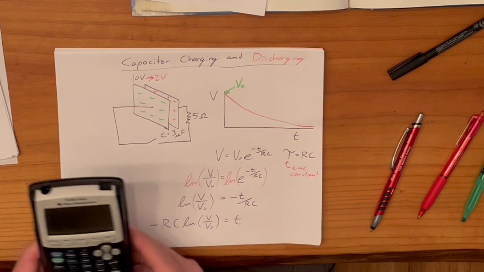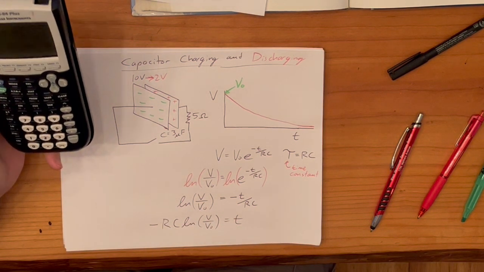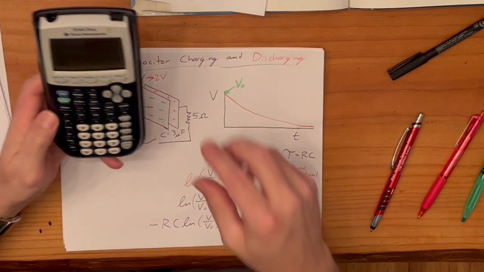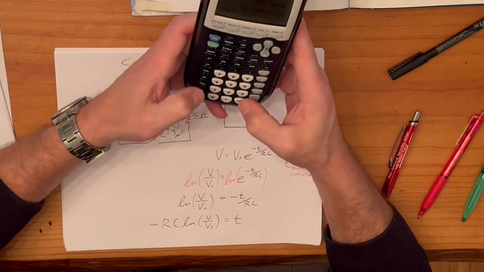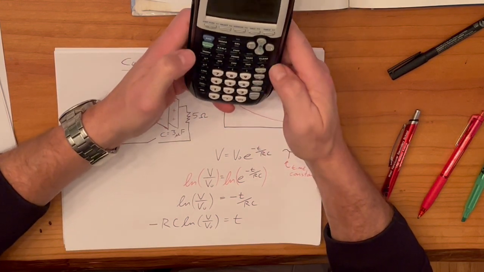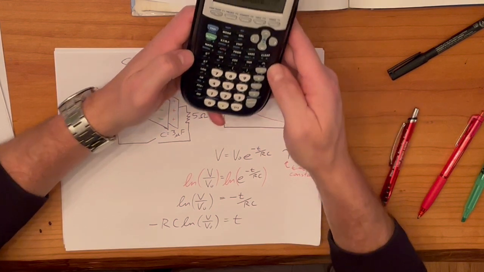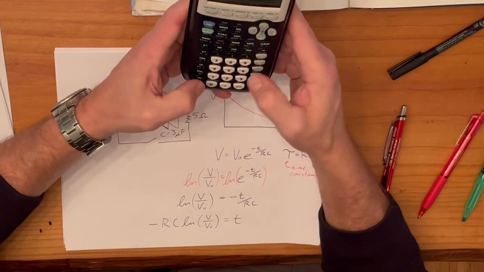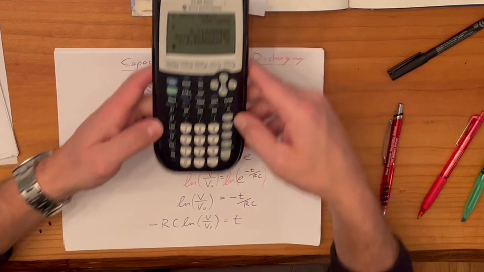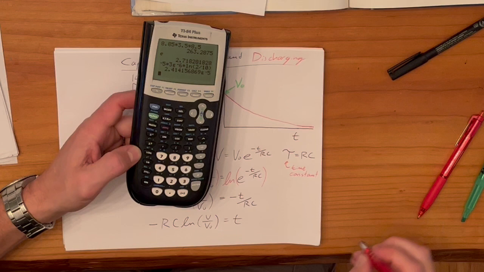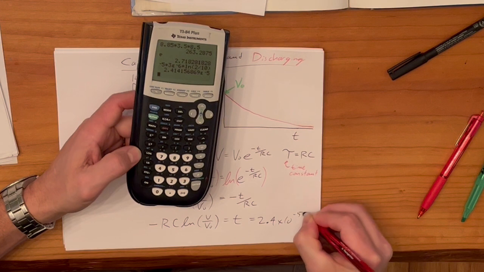Hopefully you did that. Now you're back, and we're going to solve this here. So I'm going to do negative, and my resistor was 5, I said, times the capacitance, I said, was 3 times 10 to the negative 6 because it's microfarads. I'm going to multiply that by the ln of V, which is 2 divided by 10, and I press equals, and I get 2.4 times 10 to the negative 5. So if you got something close to that, that's seconds.